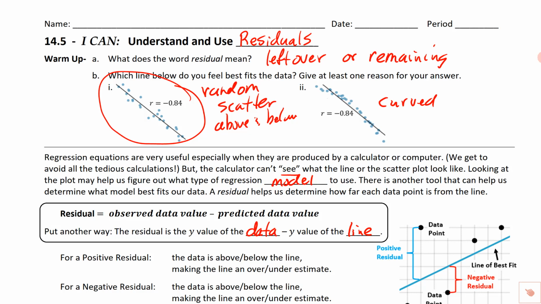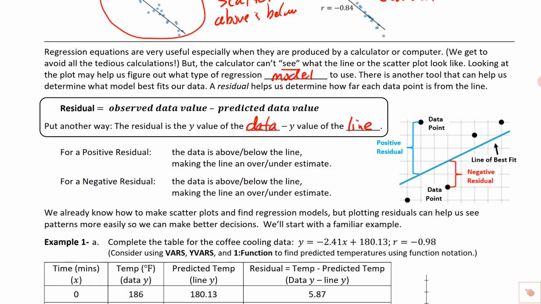Now, I've got a little picture here. Hopefully this will help describe what residuals are and why we might be interested in them. So I've got a linear regression equation right here, this blue line, and then I've got some data points. We've got 5 data points on this particular scatter plot. And I've picked one right here. This data point has a positive residual. Now let's look at this positive residual.